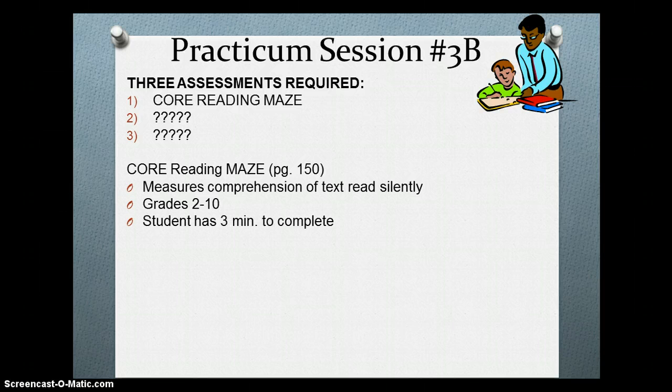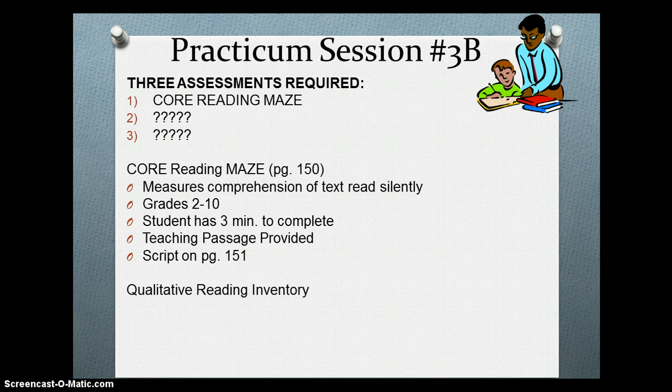The student has 3 minutes to complete the assessment. There is a teaching passage provided which you can use so that way the student knows what to do. There's also a script you should be following on page 151. It's pretty straightforward in how you just count the number of words correctly and look at the breakdown. You could go lower or higher if you'd like to really find out what level they hit strategic at. So that's the core reading maze. Everyone will be giving that one.